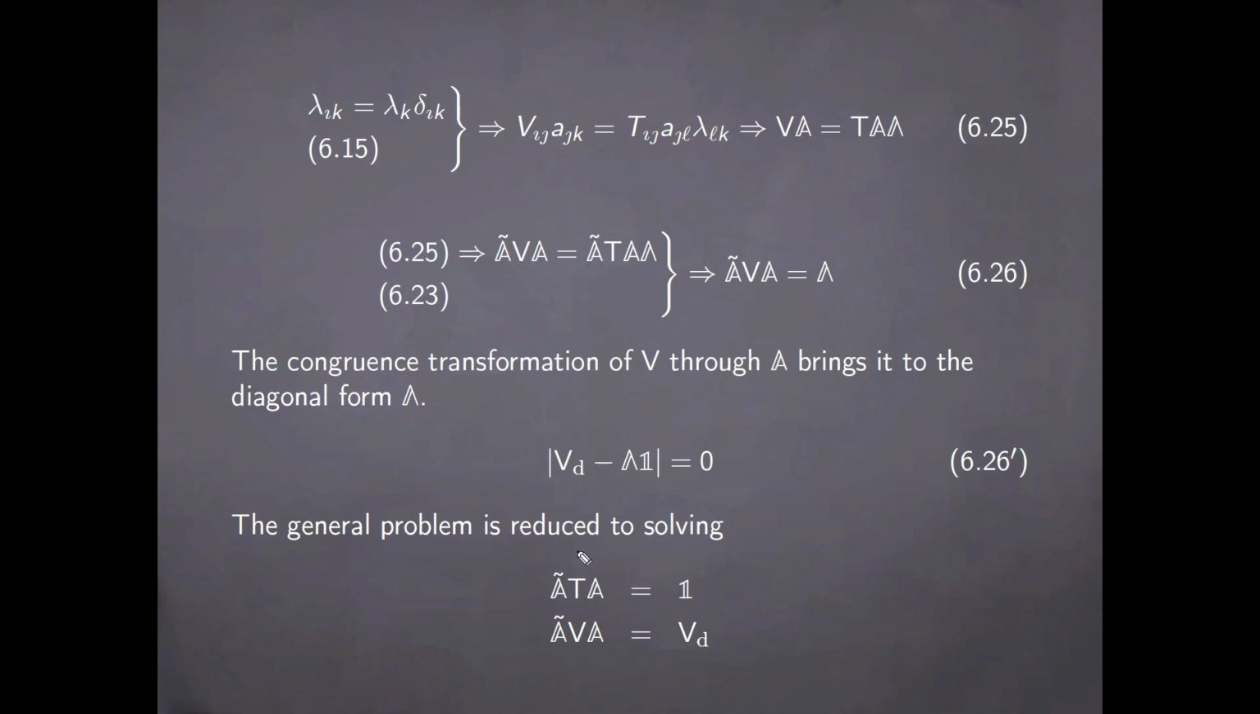So in effect, we have reduced the general problem to solving two matrix equations, which are the corresponding congruence transformations of T and V through the matrix of eigenvectors A, leading on the one hand to the identity matrix and on the other hand to the diagonal form of the potential matrix.